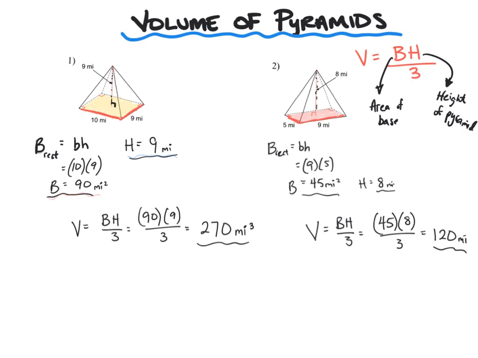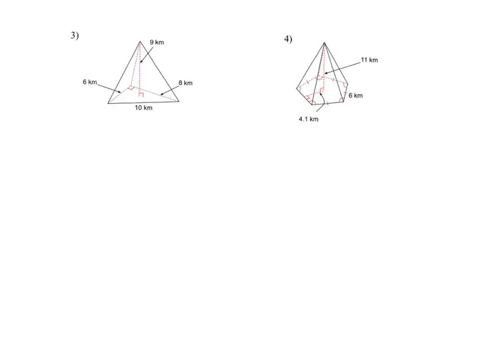All right, guys, so that's how we do this. I've got some more fun examples coming up next, but you see the process. Find the area of the base and multiply it by the height. Then divide by 3.